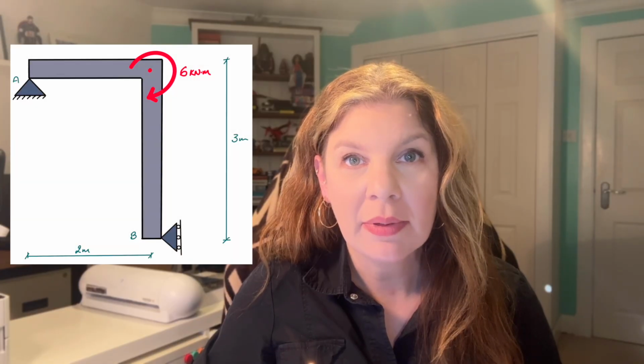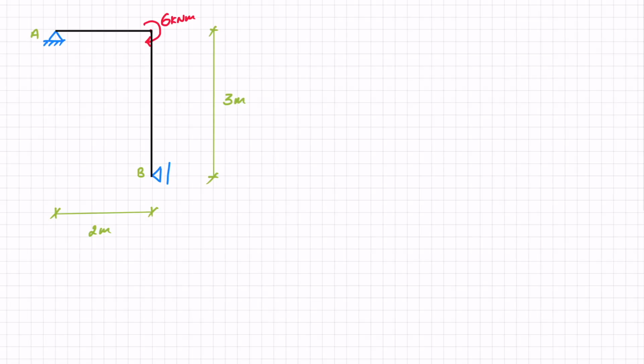Welcome back. In this session, we will continue our investigation of reactions, only this time with a frame element that is not a straight beam, and a concentrated moment. Let's see what happens. Okay, so as we mentioned, for this exercise, we're going to look at this framed element. That is, it is not a straight beam.